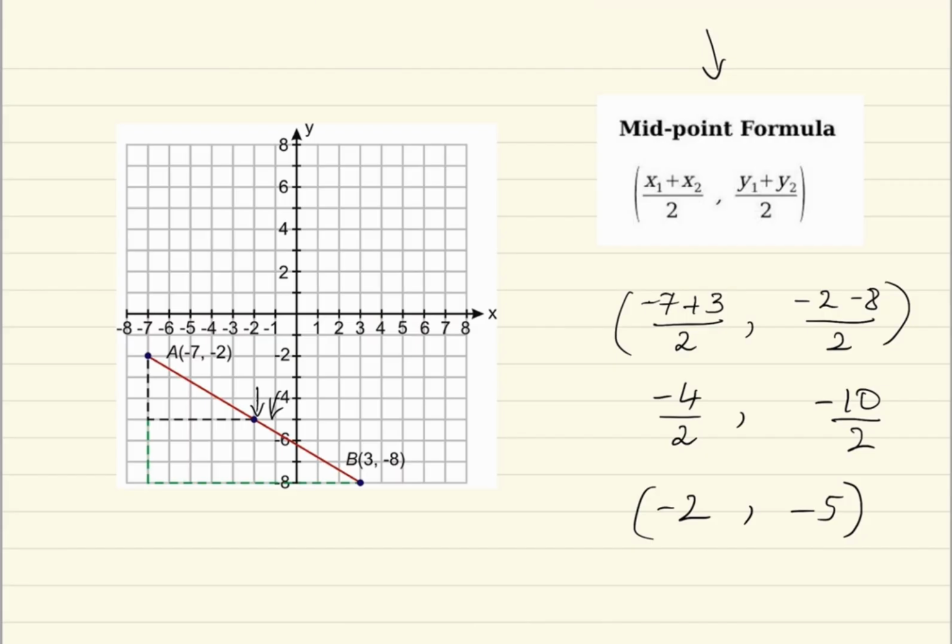So if we confirm if that's correct, we can see about here is -5. So the y coordinate is correct. And then on the x coordinate, we can see we have 2 here. So if we go all the way down, that's -2. So this point here is -2, -5.